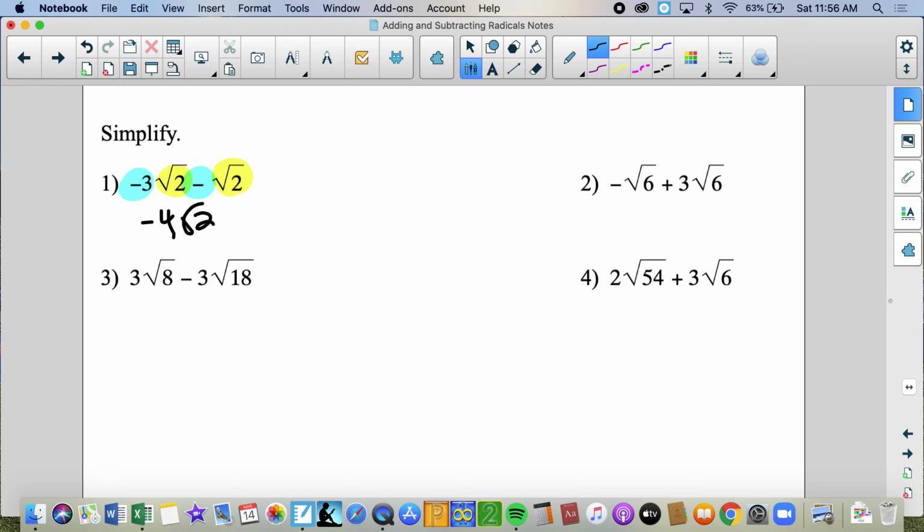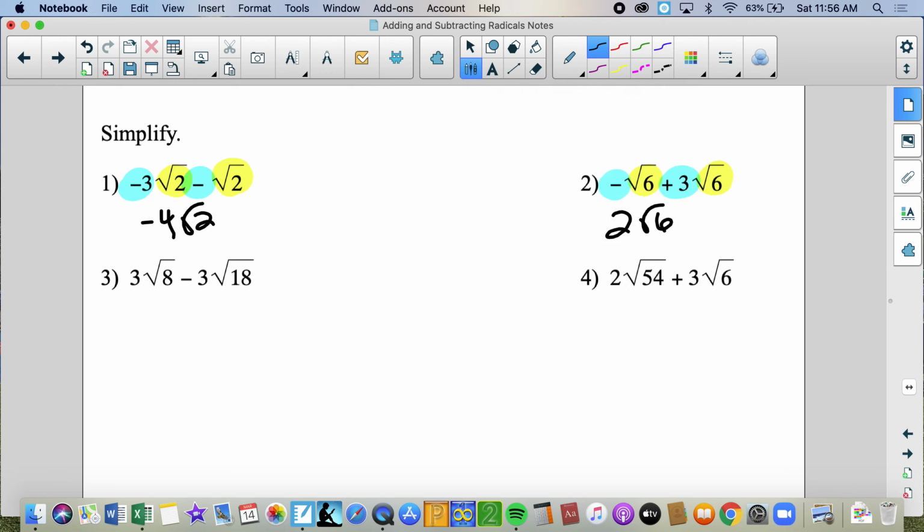Number 2, we want to look. We see that it's rad 6 and rad 6. We look at their coefficients, -1 and +3. And this time, -1 and +3 makes 2 rad 6. Rad 6 cannot be simplified. There's no perfect square that is one of the factors of 6.